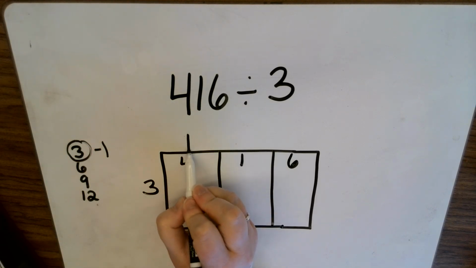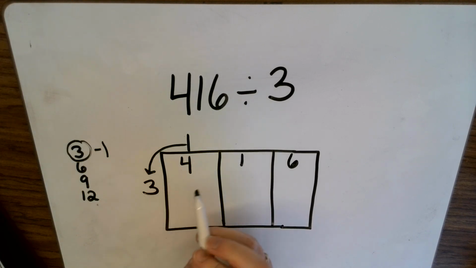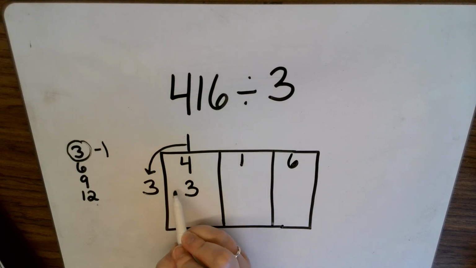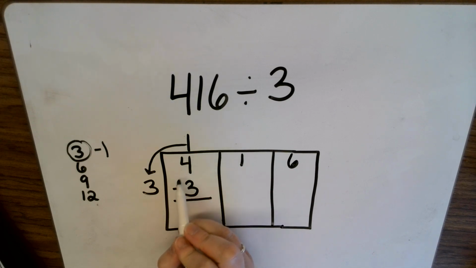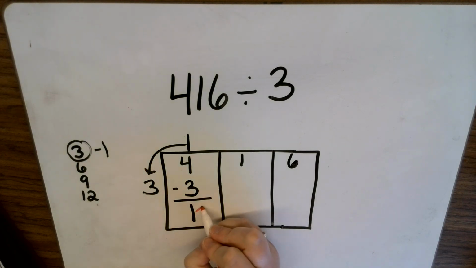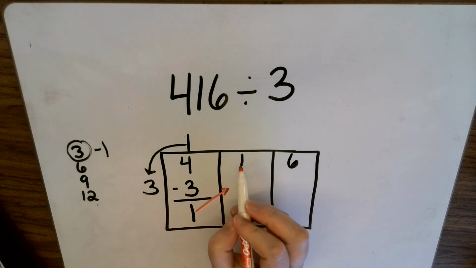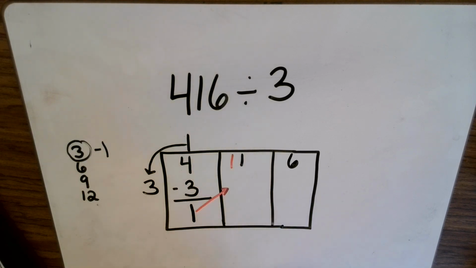So I'm going to put 1 up here. Now, 1 times 3 is 3. So I'm going to put that inside and I'm going to subtract. 4 minus 3 is 1. Now, since I have something in this box here, I'm going to drag it up to the next box. And I'm going to put it in front of the number that's already there. I'm going to put it in the tens place. So now my number is 11.